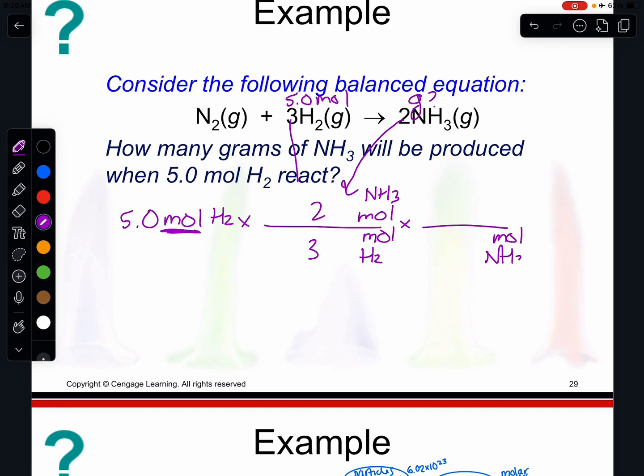So I'm going to go ahead and do one more step. Moles of NH3 to grams of NH3. And we're just going to use the molar mass of NH3, which is 17.04.